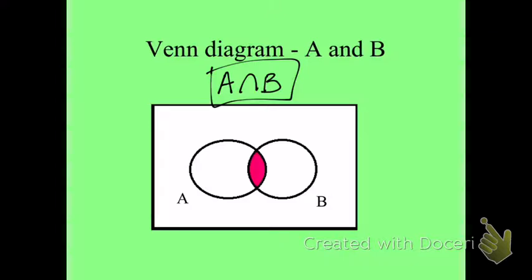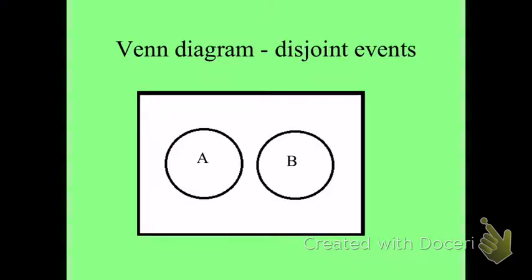And then lastly, disjoint events, what we call mutually exclusive. That just means that your Venn diagram does not intersect at all. This has nothing to do with shading, but this would look like disjoint events, meaning that their Venn diagram does not intersect.